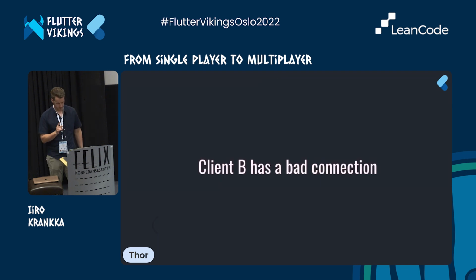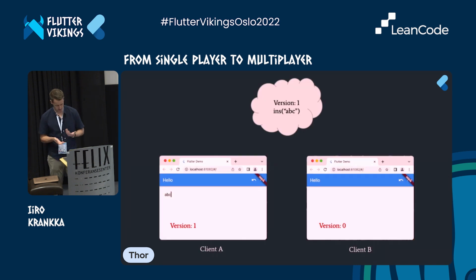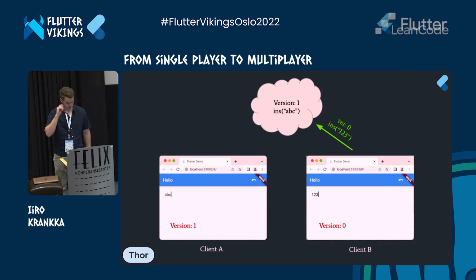But the problem is client B has quite a bad connection. They're actually on vacation on Mars, so it takes a lot of time to get the changes there. So what happens here? Client B is still at version 0. Now they insert 1, 2, 3 because they wanted to. Then they tell the server, hey, we want to make this change on document version 0, insert 1, 2, 3.